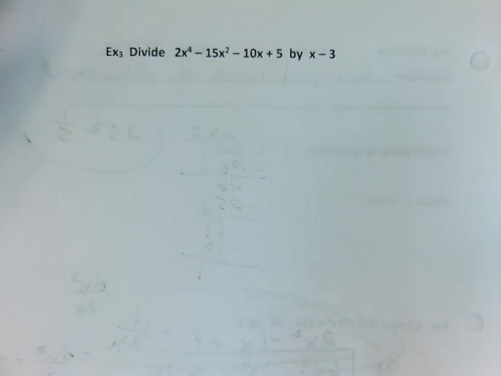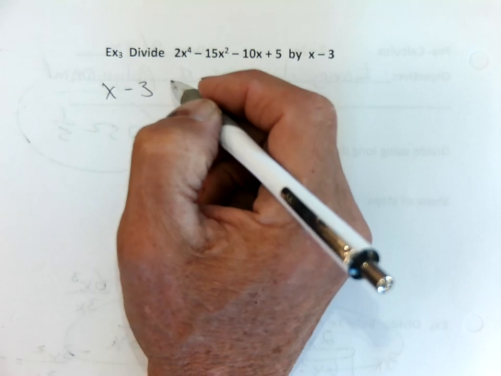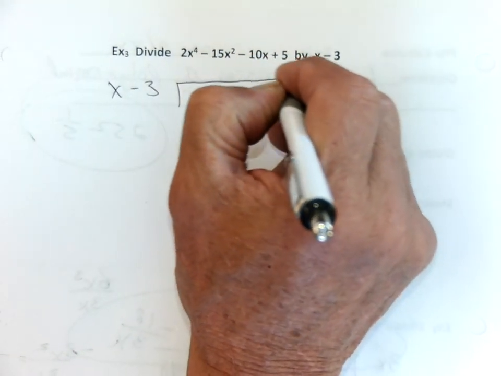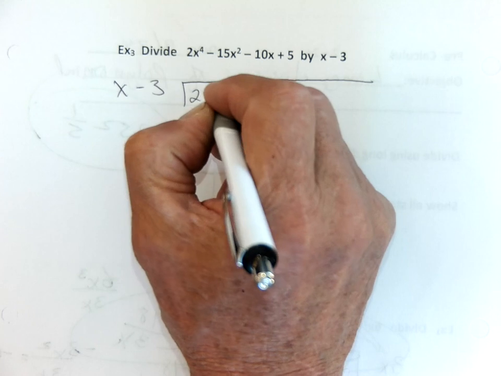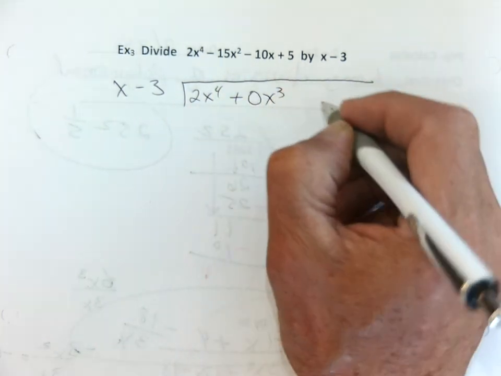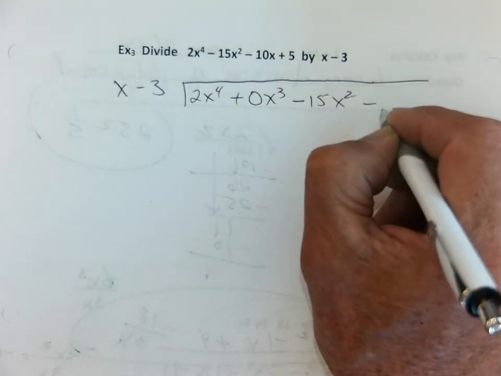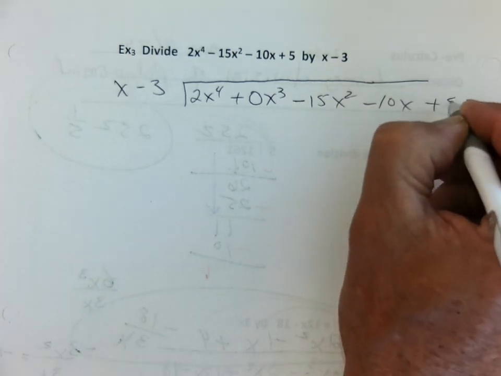number 3 is the same except for a little bit longer, and there's something missing. And we're going to make sure that we get the cube. There's not an x cubed. You guys see that? So when we divide, I'm going to go x minus 3. Go ahead, Ellie. 2x fourth. I'm going to go plus 0x cubed minus 15x squared minus 10x plus 5, okay?